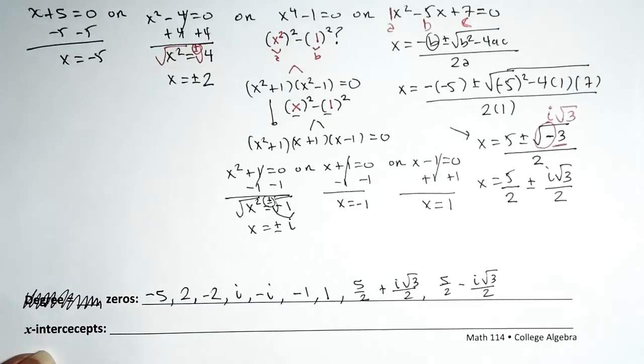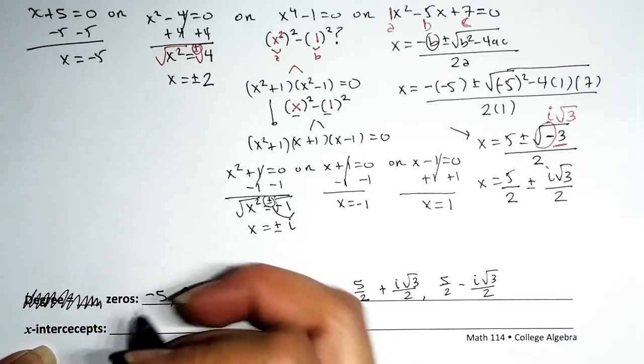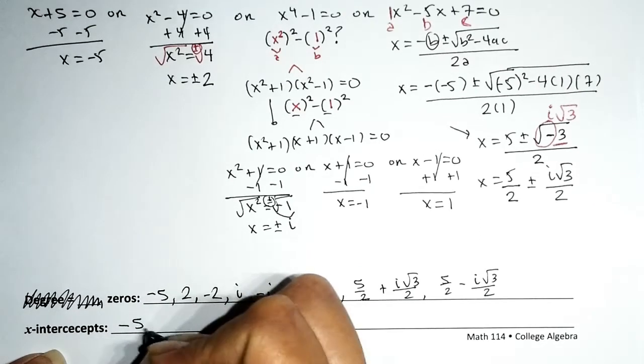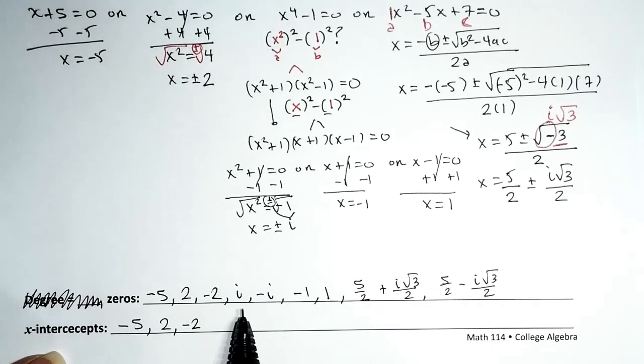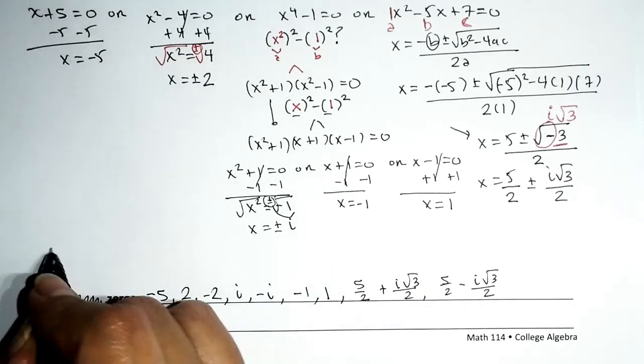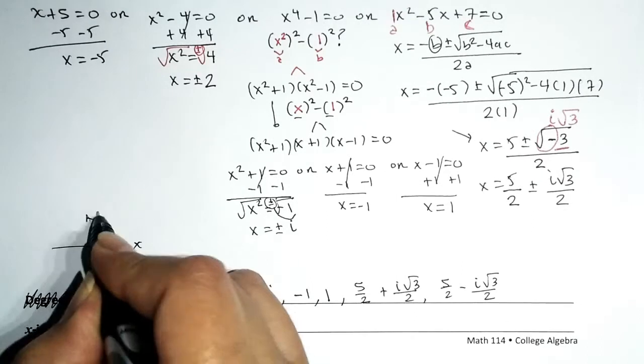Cool. All right. So now, what are the x-intercepts? Okay, coming to the top, it says the x-intercepts are the real zeros. Okay, the real zeros are anything that doesn't have an I. Okay, the x-intercepts of the polynomial will be -5, 2, -2. I is not a real number. Like we wouldn't see I in the xy plane.